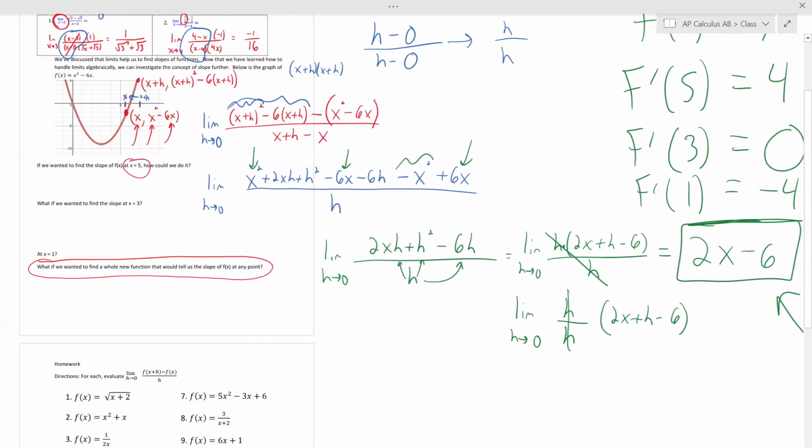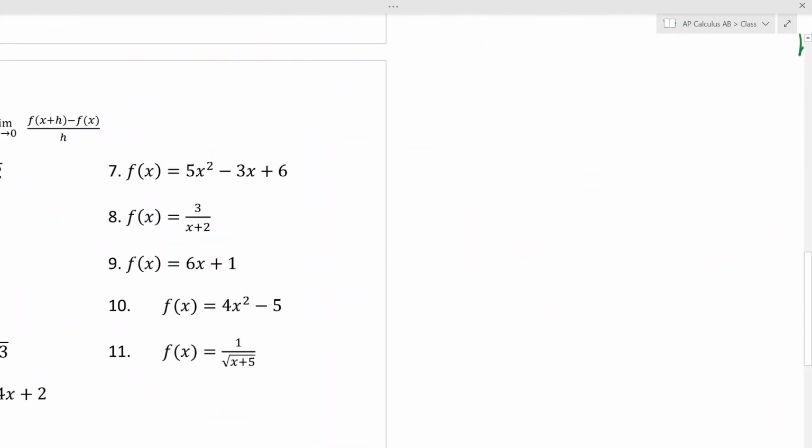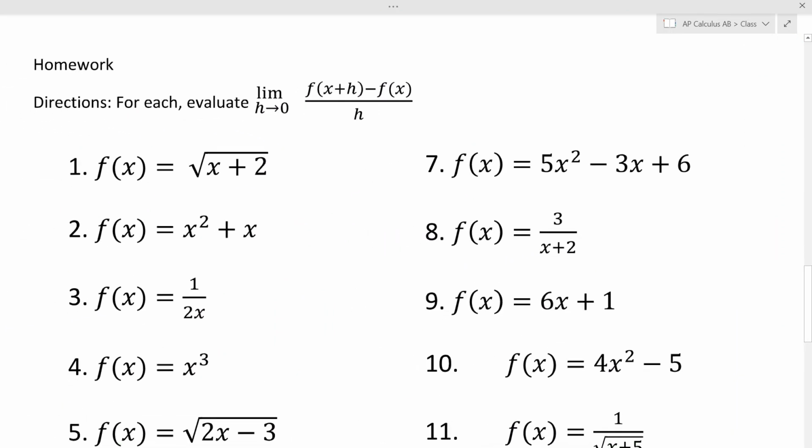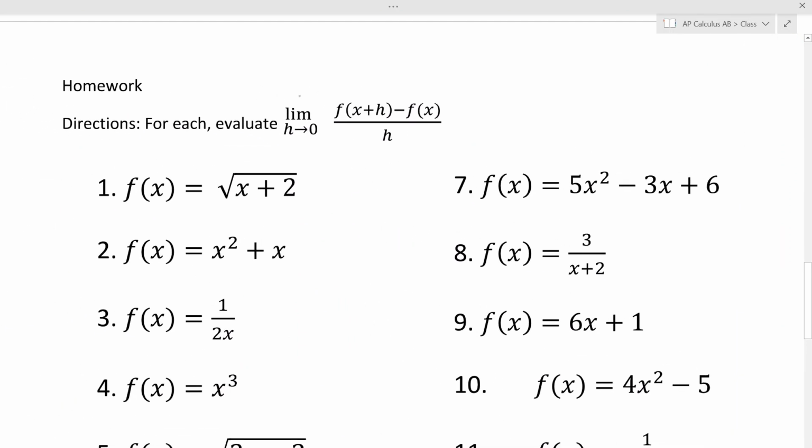Okay. So on this page here, I'm going to change the numbers on here. All right? I got a bunch of functions and I'm saying, hey, do this. But what I'm really saying is find the slope formula for these functions. But no one calls it slope formula. You don't want to go to college and say slope formula. I think you're a weirdo. You want to say the derivative.